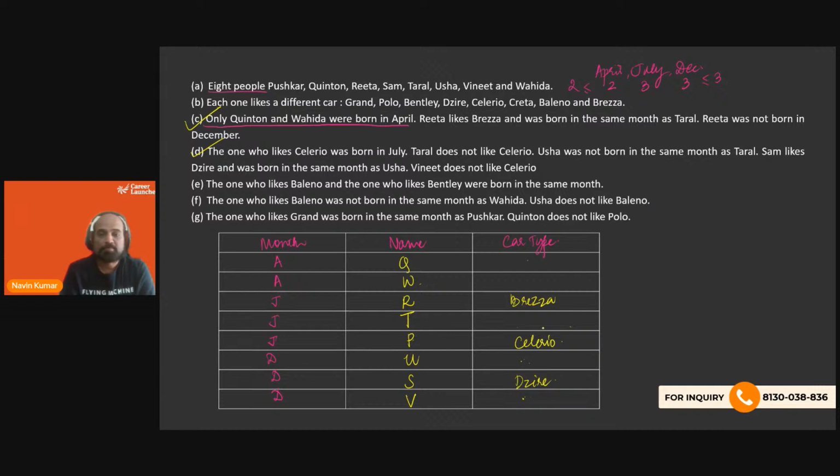And Usha does not like Baleno. So Baleno will go to V, and obviously Bentley will go to U, right? They are from the same month. Done with this. The one who likes Grand was born in the same month as Pushkar. So this goes to Grand. And then Quinton does not like Polo. So the Polo is going to be liked by the other person, the leftover W. And there is only one car that we are still left with. It is going to be Creta. That goes to Q.